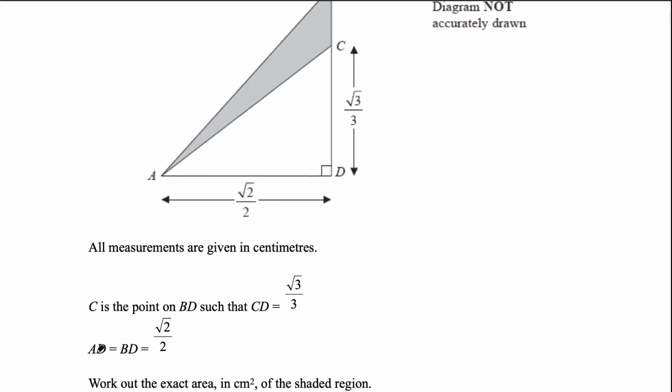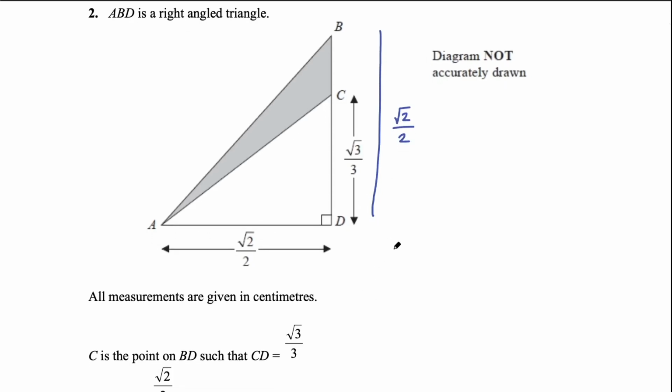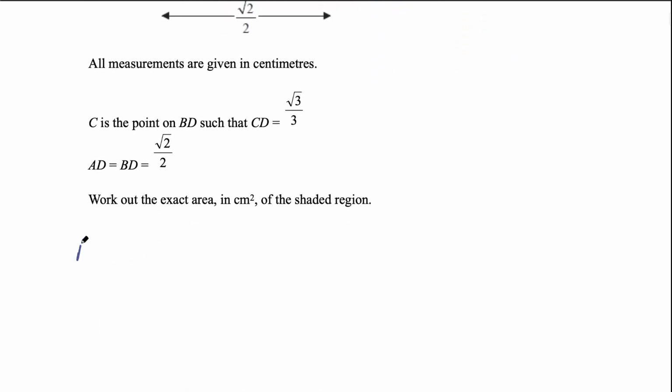Now they tell us that AD equals BD. So BD is going to be root 2 on 2. So I've got the base and the height. Multiply those together, divide by 2, and I'll have the area. So let's go ahead and write down the area of triangle ABD.